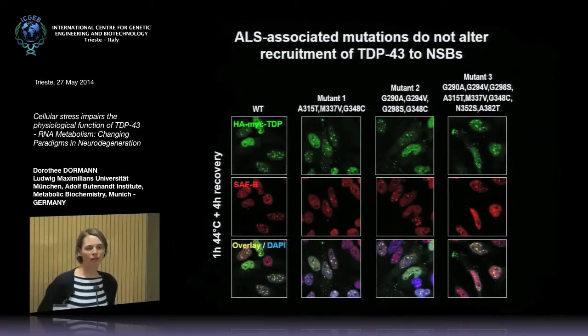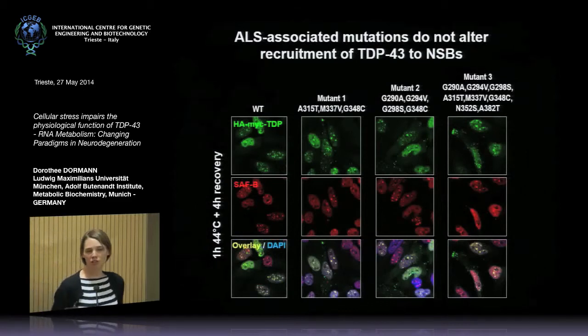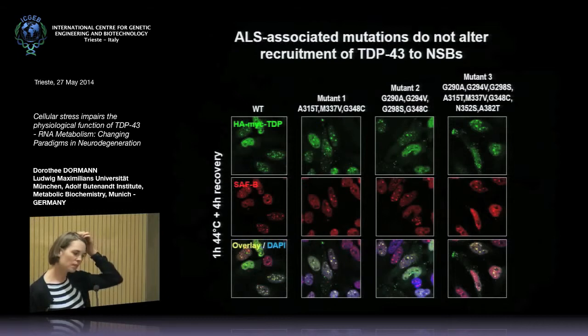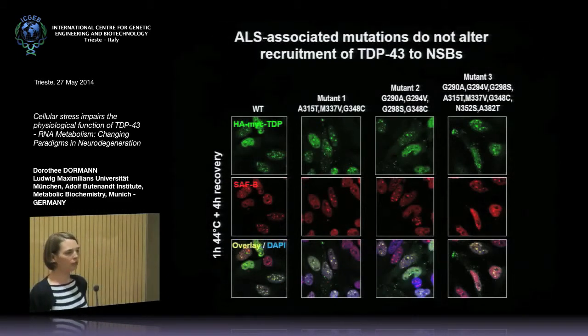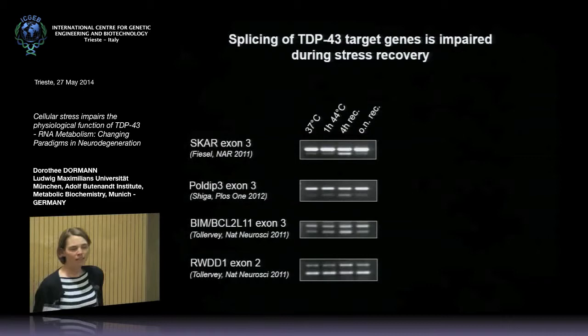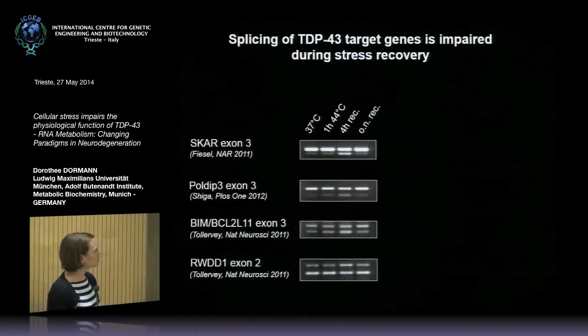One of the most well-known functions of TDP-43 is, of course, the regulation of splicing, and it's relatively easy to test, so we decided to do this. We looked at several of the known published splice targets of TDP-43 and used their alternative splicing pattern as a readout for TDP-43 activity.